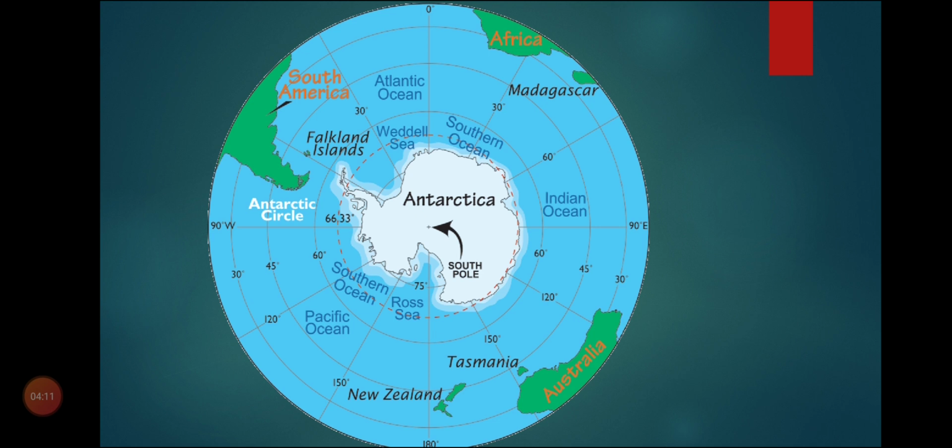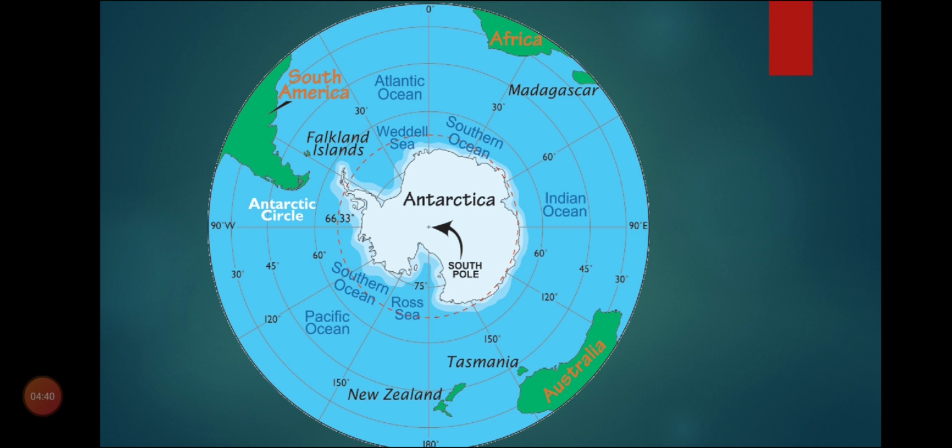This is the picture which shows Antarctica. At the South Pole, Antarctica is present. This shows the Antarctic Circle at the South Pole. In the Antarctic Circle, as we discussed, it is so cold and the temperature is -87 degrees centigrade, so humans can't exist at this temperature.